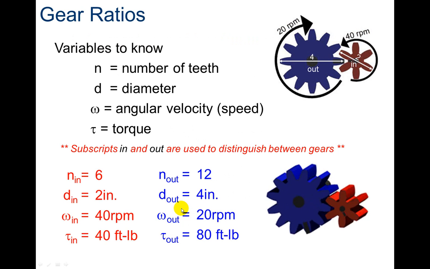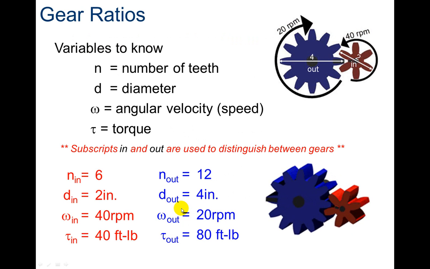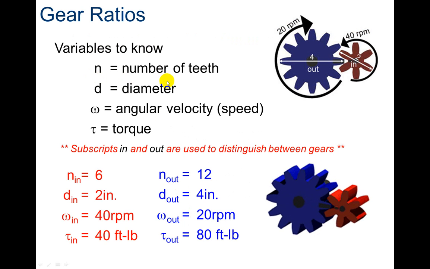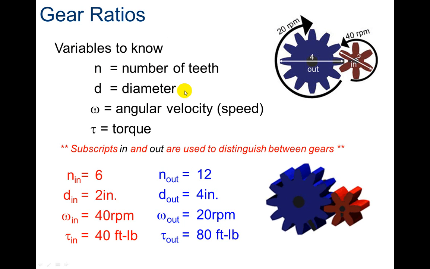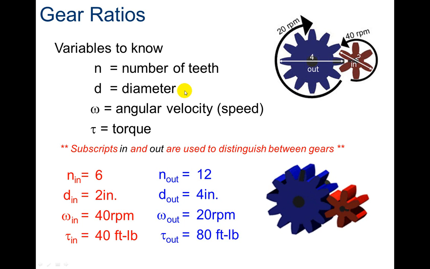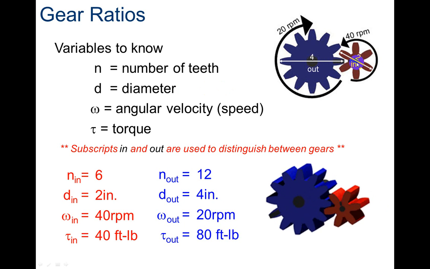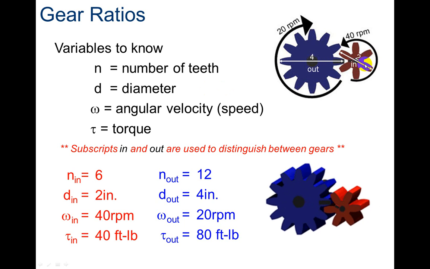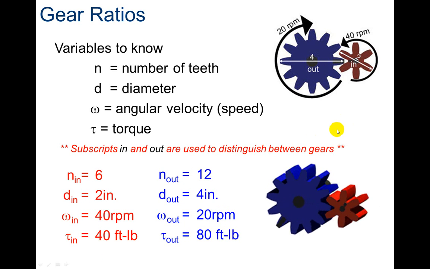So here, first let's talk about what each letter means. The variables that you need to know: N is the number of teeth, D is the diameter. Sometimes you'll see an R for radius. Either one works. The omega sign is the angular velocity, and the tau sign is torque. Whenever we look at these, here we're going right to left. The in gear is on the right, the out is on the left. So then we take all of the information written on here and put it into its correct places for in and out.